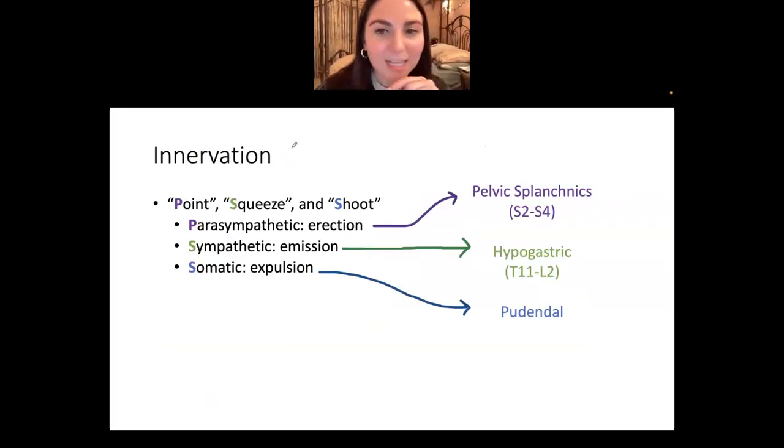So this is how people remember what nervous system is responsible for an erection, what's responsible for emission, and what's responsible for expulsion. This is a good way to remember it. You guys will thank me. What people say is point, squeeze, and shoot. So for an erection, the parasympathetic nervous system is in charge, and specifically it's the pelvic splanchnic nerves, S2 to S4. So that's responsible for achieving an erection.